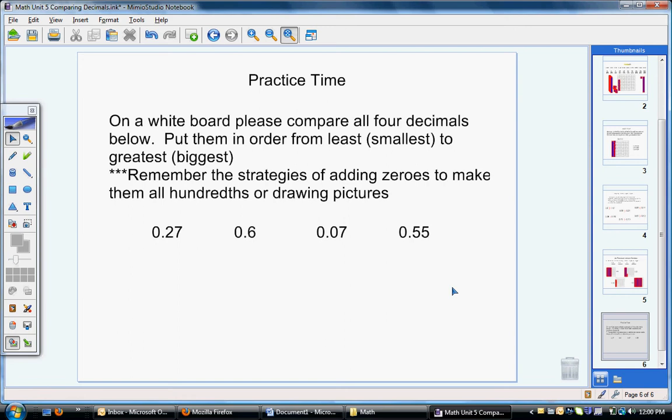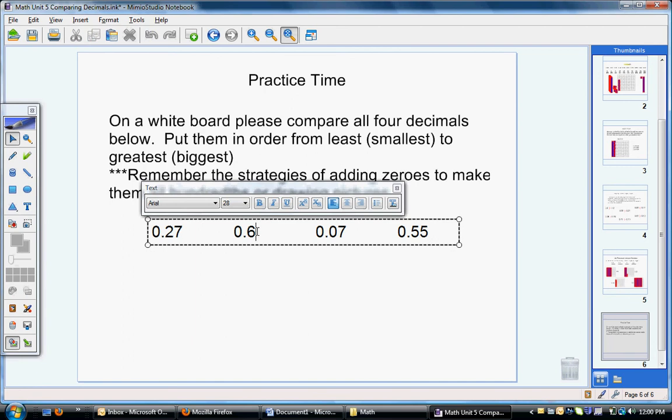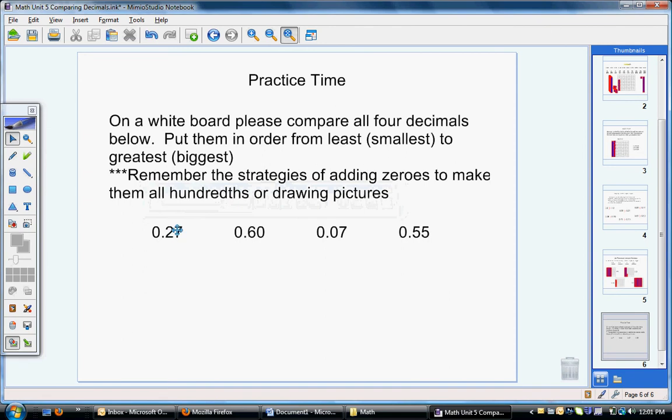Are you ready to check your work? Looking at these numbers, I see 27 hundredths, 6 tenths, 7 hundredths, and 55 hundredths. I'm going to use that strategy of adding zeros to the end. So I can add a 0 here, and now they're all in hundredths. Now it's easy for me to compare. 27 hundredths, 60 hundredths, 7 hundredths, or 55 hundredths.